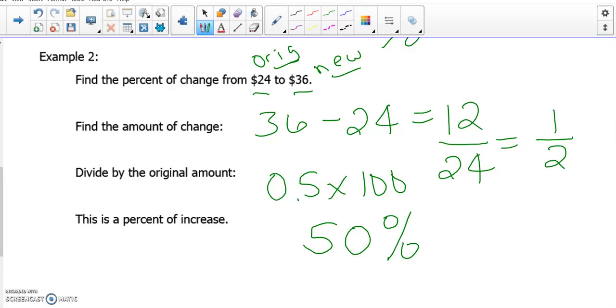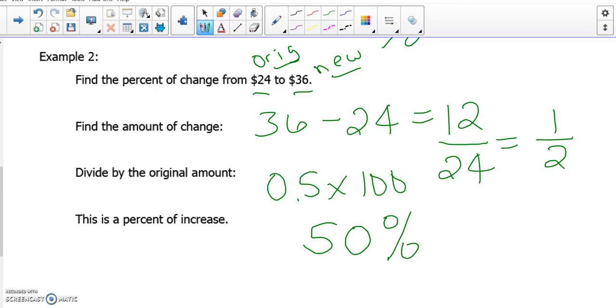And if you think about it, it makes sense. Our original amount was 24. Half of 24 is 12. And when you add 12 to 24, that gives you 36. So we added half of the amount of money we had. So that's an increase of 12. And that is how you find the percent of change.